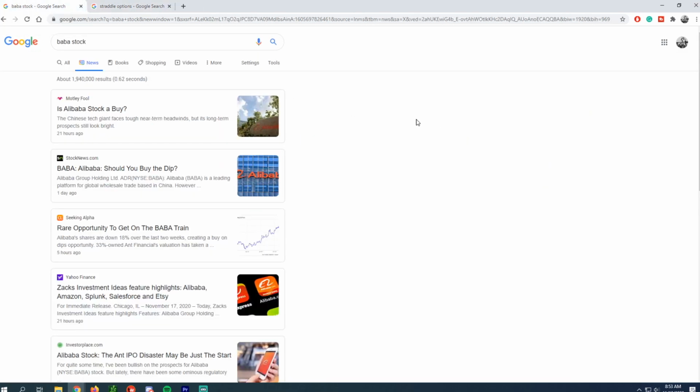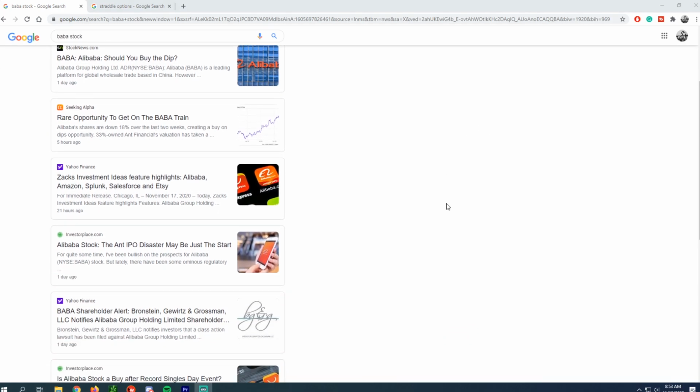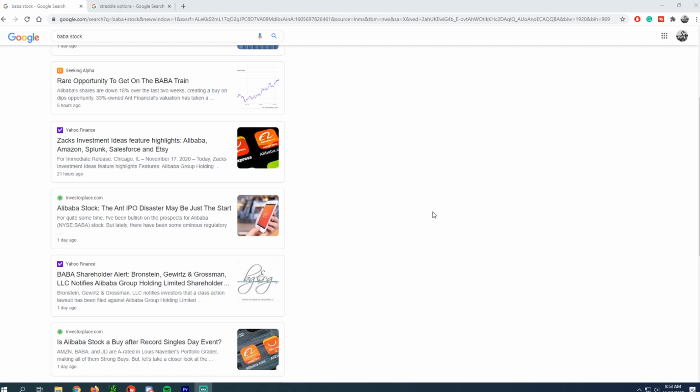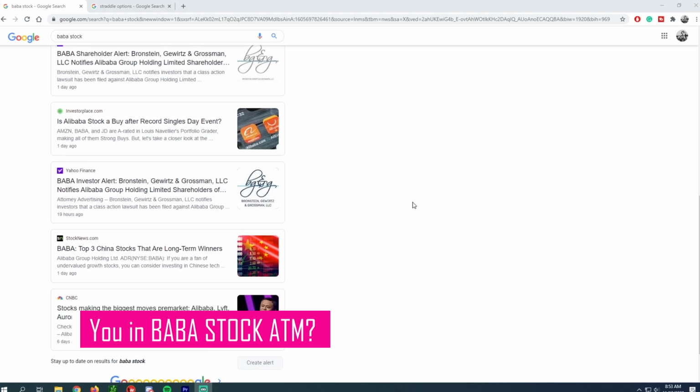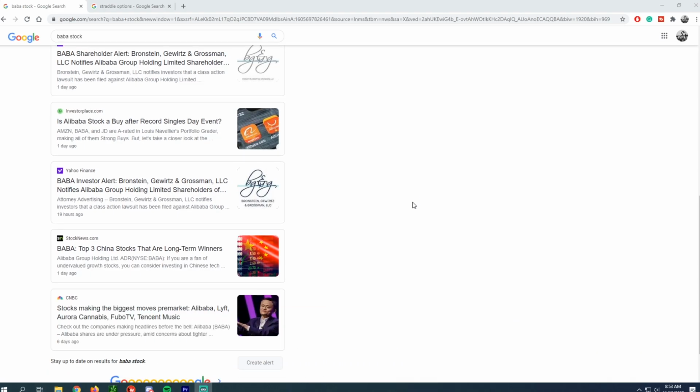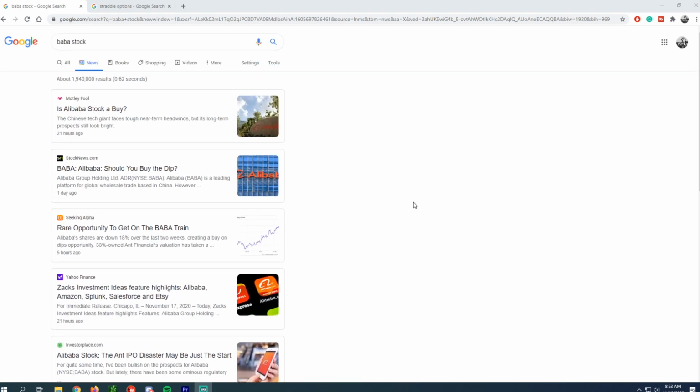That being said, Alibaba has been under a lot of pressure from everything from the Ant IPO failure. It's been dipping. Singles Day was strong, which is again like Amazon Prime Day in China. And then really just a smorgasbord of beat down on the stock. It's kind of coming to a key level where it could potentially go higher or lower. Again, you get the news headlines, rare opportunity to get on the BABA train. Should you buy the dip? All these various things come up.